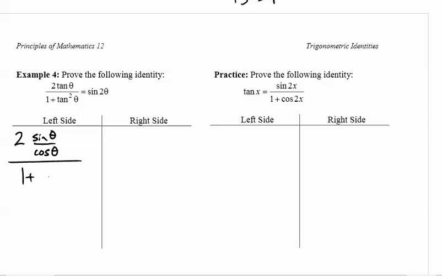Now tan squared is the same as sine squared over cos squared. So we want to try to get rid of the denominators. So we're going to multiply everything on the top and the bottom by the lowest common denominator, which happens to be cos squared theta.